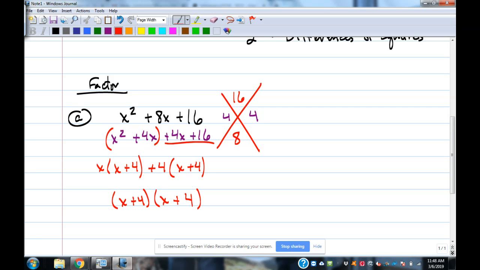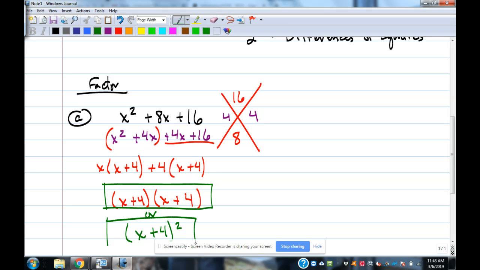That's what makes this a special trinomial or a special case, because we end up with the same factor twice. Okay, what that's called is a perfect square trinomial. You could also write the answer as (x plus 4) squared. That means the same thing. If you square something, remember it means you put it down twice. It's the same thing there. So what this is called is a perfect square trinomial.